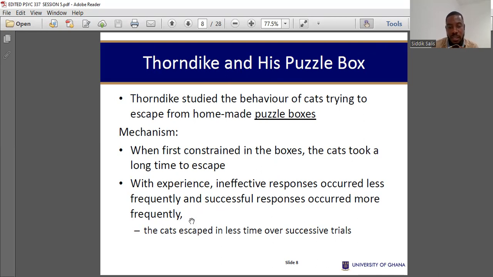So the cat, there was a puzzle. The cat needs to pass through something for him to escape, right? When the cat continued to do that over and over again, he was more successful than unsuccessful. As time passes, he's able to do it quickly. This is what we call practice makes perfect, right? So that's what I mean. The person needs to practice something. If you want to be perfect at something, you need to continue practicing that thing.